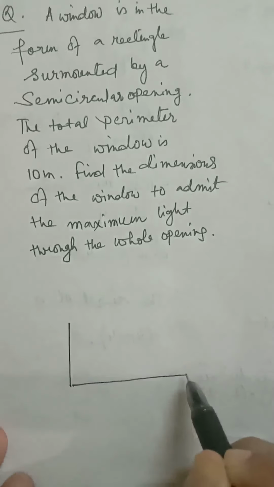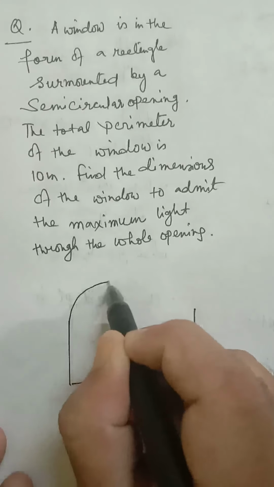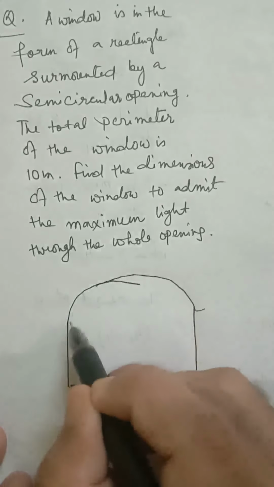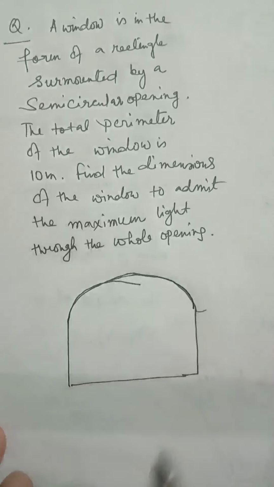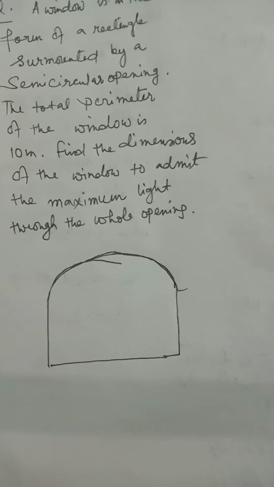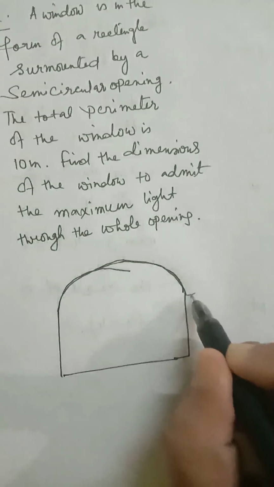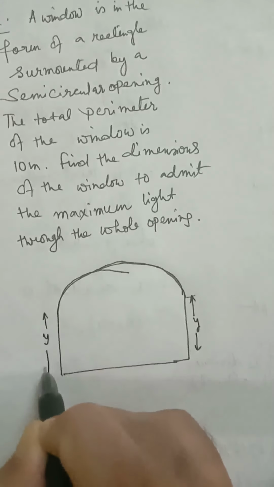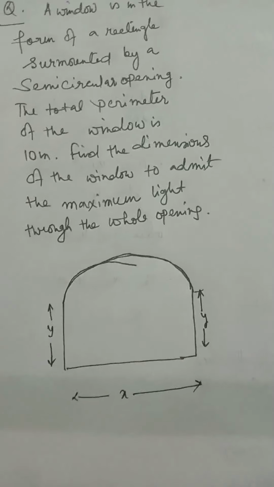So the form of the rectangle is like this. The form of a rectangle surmounted by a semicircular opening. Okay, this is the form of a window. Rectangle surmounted by a semicircular opening. What is given? The perimeter of the window is 10 meters. Suppose the breadth of the rectangle is y. Suppose the length of the rectangle is x. What is given? The perimeter.